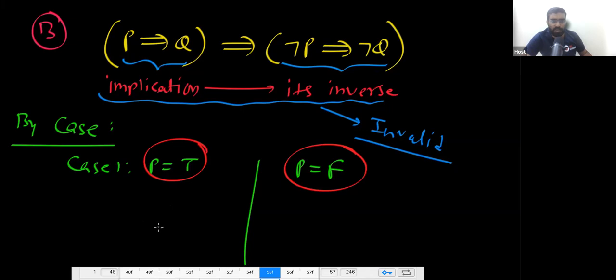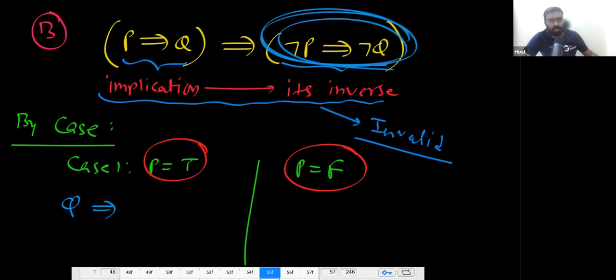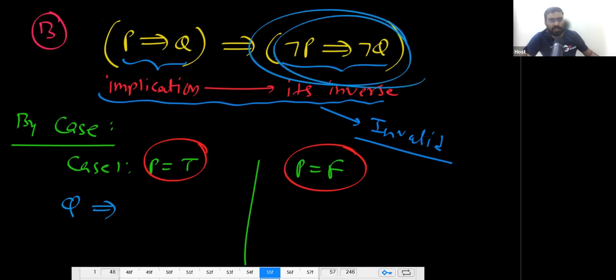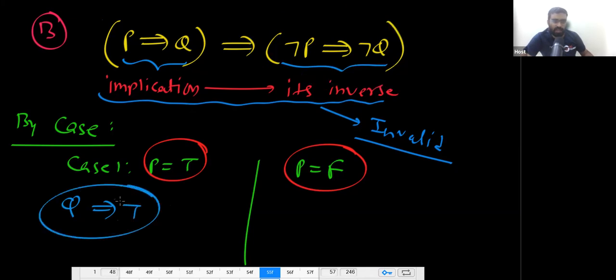So tell me, when P is true, what will this be? This will be Q. P is true, so this will be true. Anything implies true, that is true. So in case one, you got true.